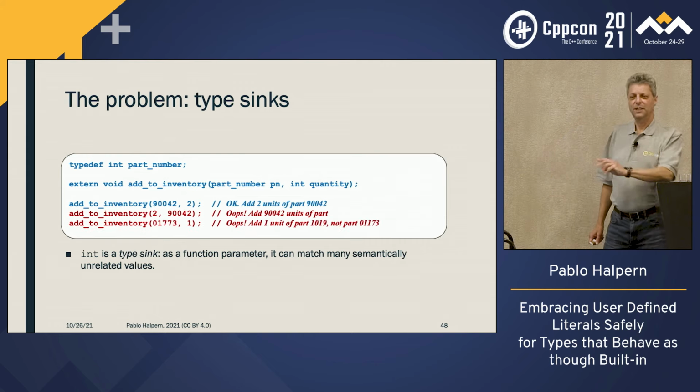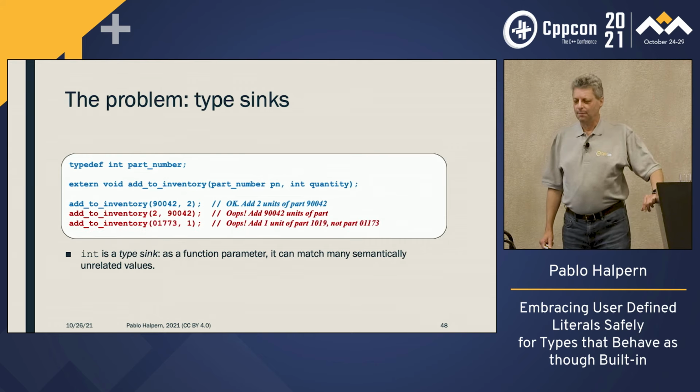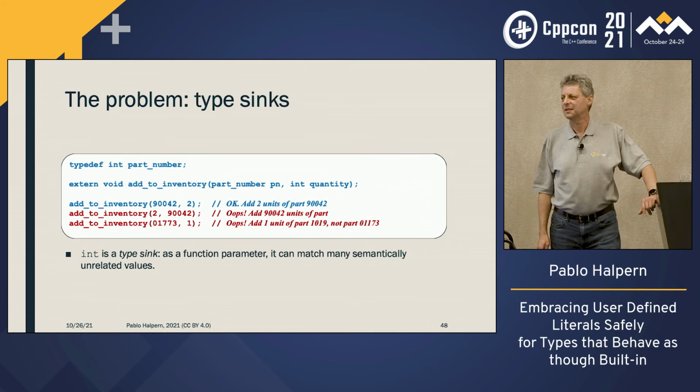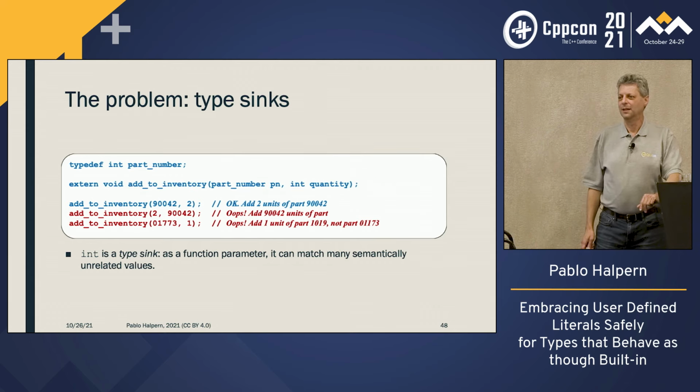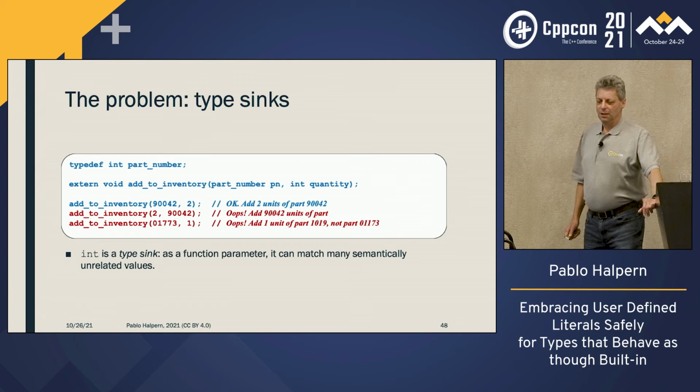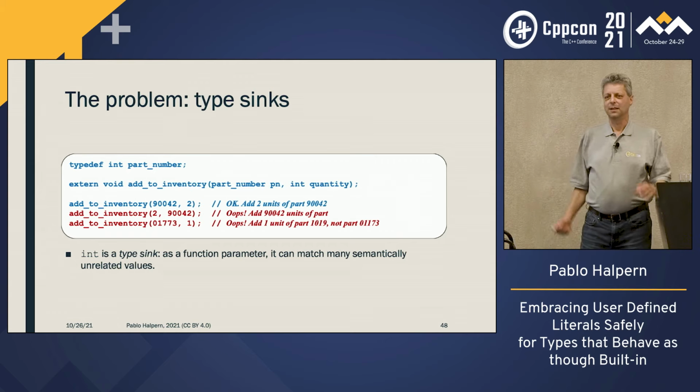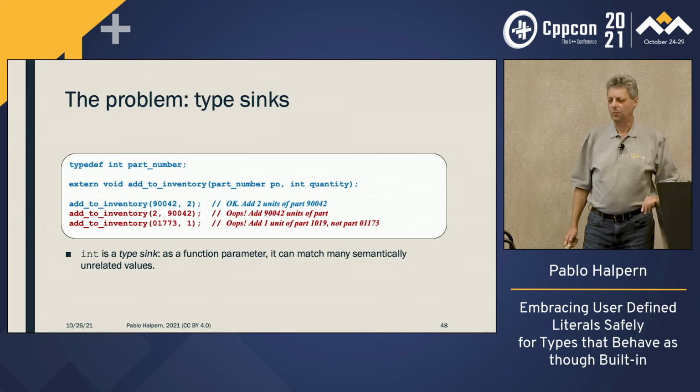And then you got this funny one here, which is that our part numbers are really maybe always 5-digit numbers. And in this case, for clarity, we always put in that 0 fill, except that this is no longer a decimal number, it's now an octal number. And we, again, did the wrong thing. So, int is our type sink. Everything is just kind of matching int. And we can do all sorts of wrong things here.